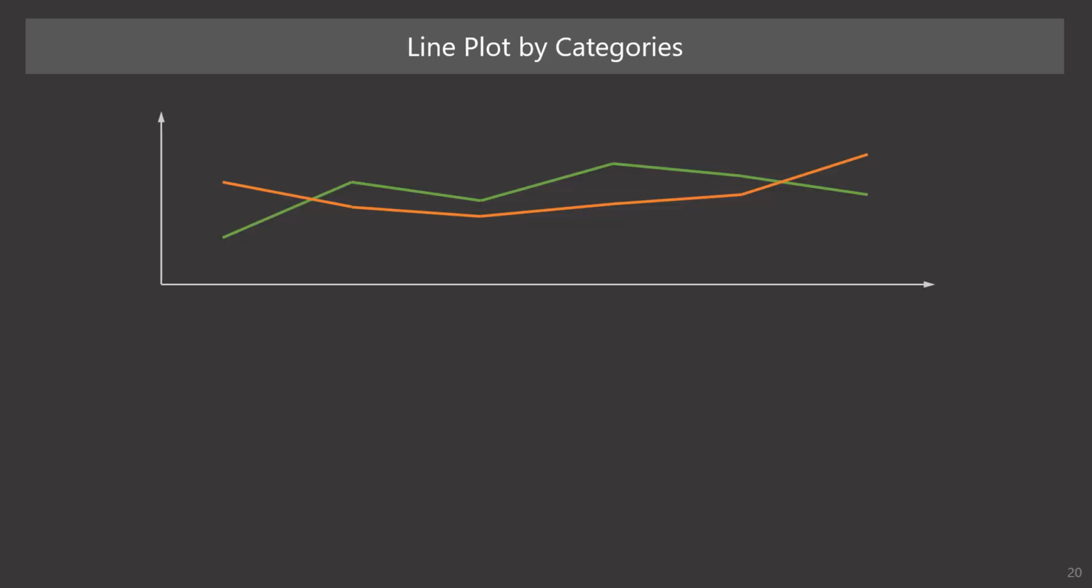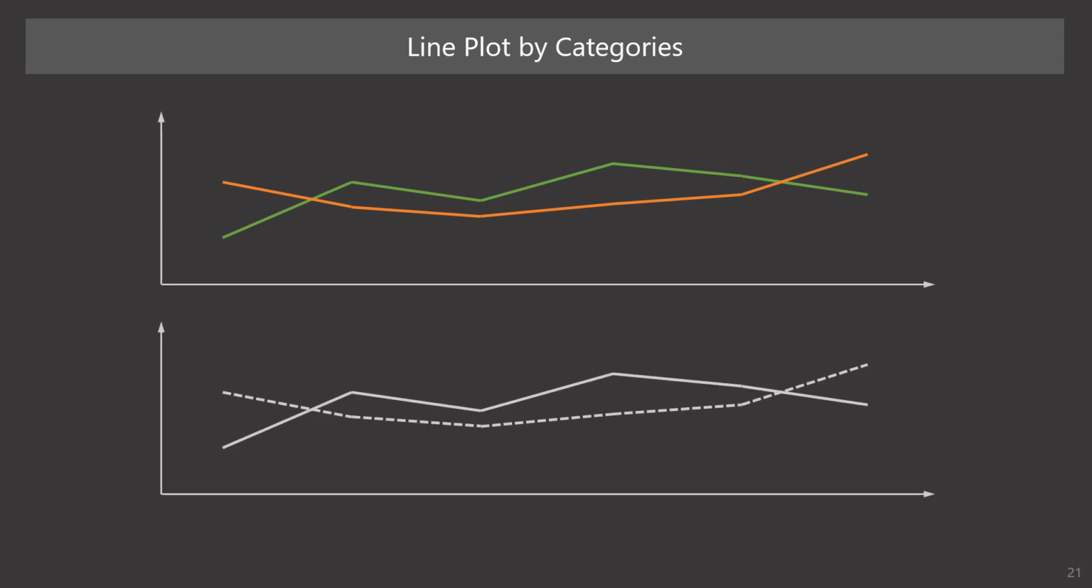As for time series data, we can visualize time series trend by category using a line plot. We can insert multiple lines into a line plot. Each line represents each category. The lines can be distinguished by colors, or they can be distinguished by line types.